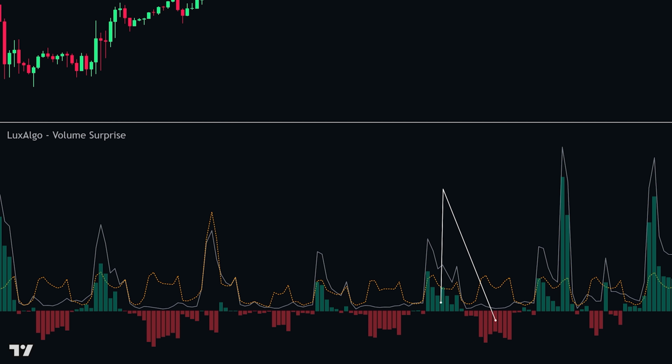The green and red bars represent the difference between the actual volume and the expected volume. Green bars mean the current volume is higher than normal, showing strong market activity or sudden trader participation. Red bars mean the volume is lower than expected, indicating a quiet or less active market phase.